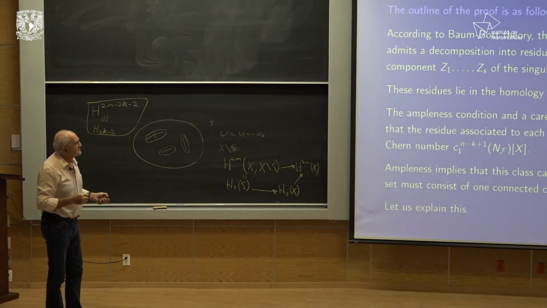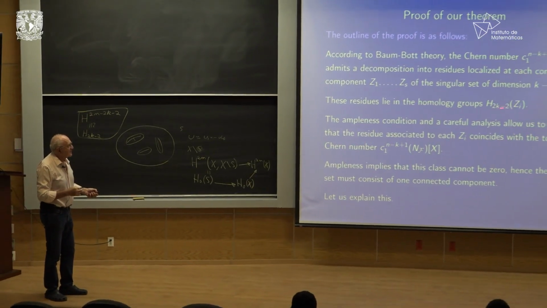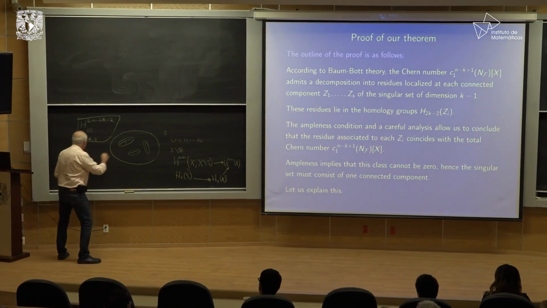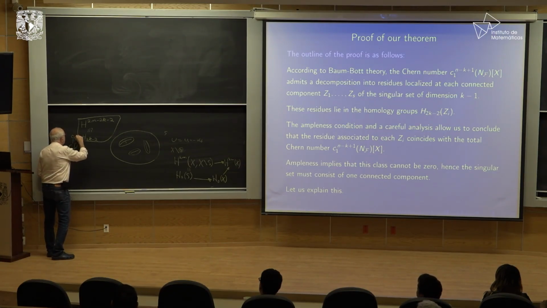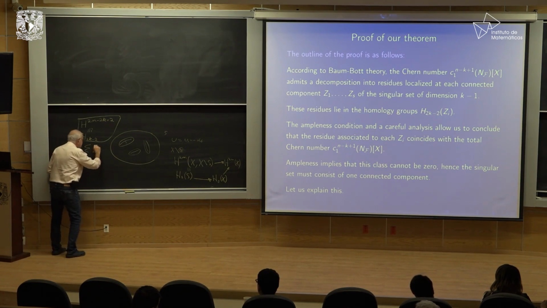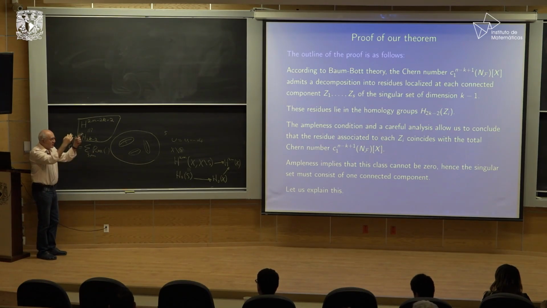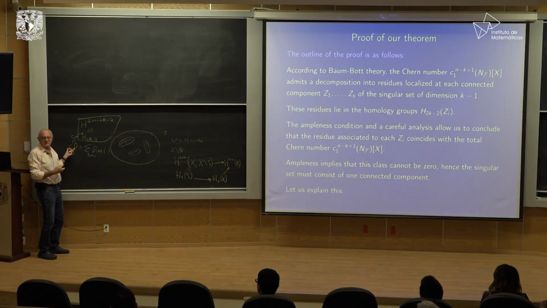Now, the ampleness condition and quite careful work tell us that, I mean, the magic thing is, the Bott theorem tells you that this cohomology class, let me denote it by phi. Phi is c1 of the normal bundle to the power n minus k plus 1. Should be plus 1, yeah, plus 2. Tell us that this is the sum of the residues over the connected components of the singular set. Okay? That's the theorem. Then what we do is show that ampleness and so on gives you that each of these residues equals the total. And they cannot be zero by ampleness.